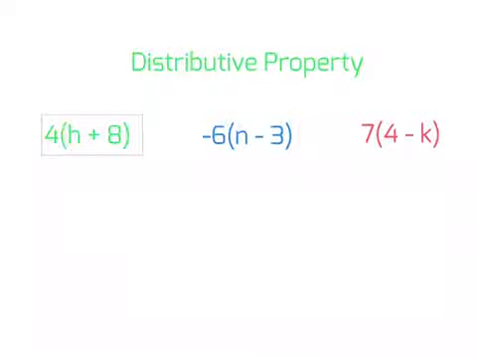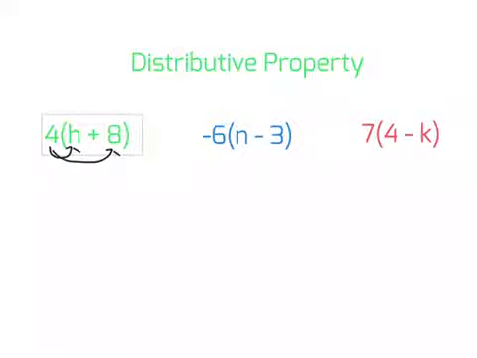Remember that the distributive property means that you take the number outside of the parentheses and you multiply it by everything on the inside. So, on this first problem, 4 times the quantity h plus 8, I am going to take this 4 and multiply it by both terms on the inside.